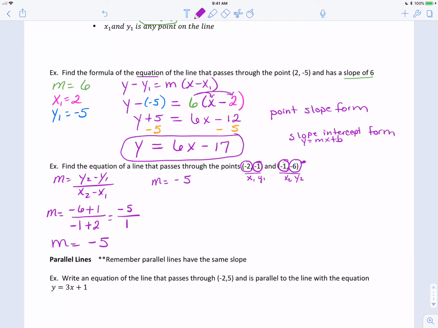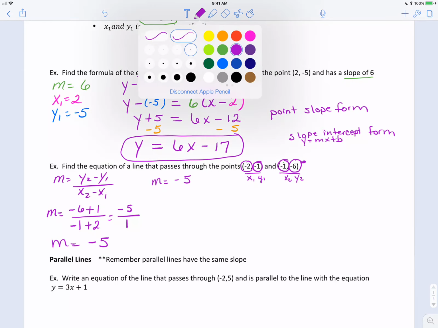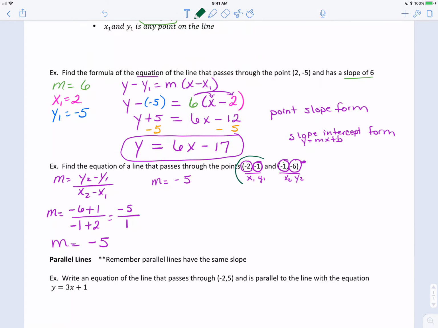Now we can use either one of these points for our point on the line, so let's use the first point. Usually I'll pick the easiest point, whichever has positives instead of negatives, but since that's not the case in either one, we will just use the first point given. So our x1 is -2 and our y1 is -1. That's the information we need for the point-slope formula, hence its name: one point on the line and one slope.